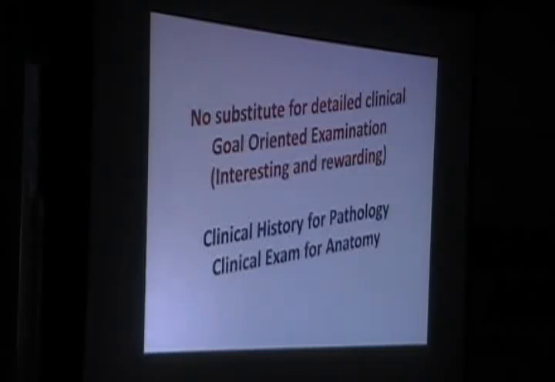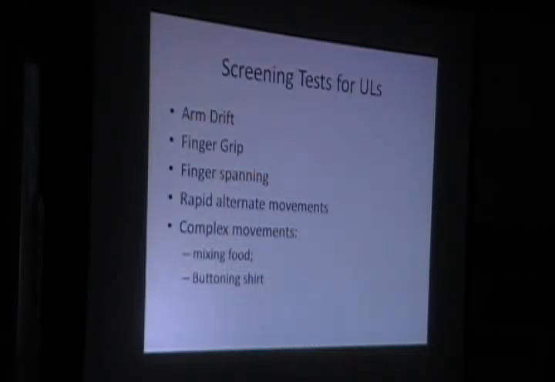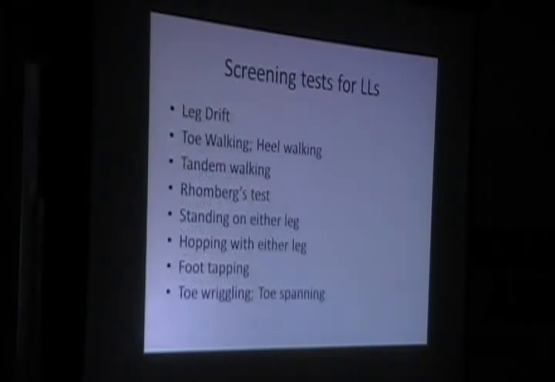Of course, there is no substitute for the detailed clinical goal-oriented examination, which is very interesting and rewarding. It is like a detective. We ask the patients so many questions one after another, and then we find out what's the pathology and where is the pathology. Then we do some interesting, simple screening tests. Most of the tests we do, we make the patient walk and ask them for arm drift, finger grip, finger spanning. I'll just show some, and then we make the patient do toe walking, heel walking, tandem walking, hopping with either leg, foot tapping. These are the simple screening tests which we do to diagnose subtle neurological deficits.